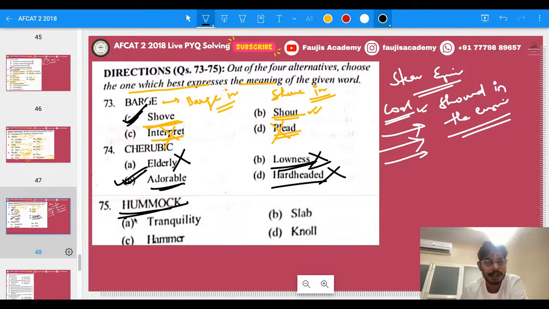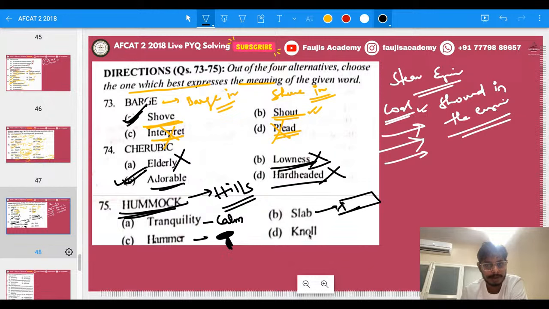Hammock is another meaning of small hills. Tranquility means calm. Hammer is this particular device. Slab is another, like this. Another name for hills is knoll, K-N-O-double N.